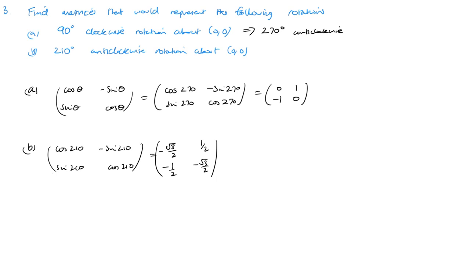Equally, you can think of your CAST diagram. 210 is here, that's 180, so that's 30 degrees. So the angle's 30 degrees and they're both negative. So you could then just write them out from there. So that is question 3 done.